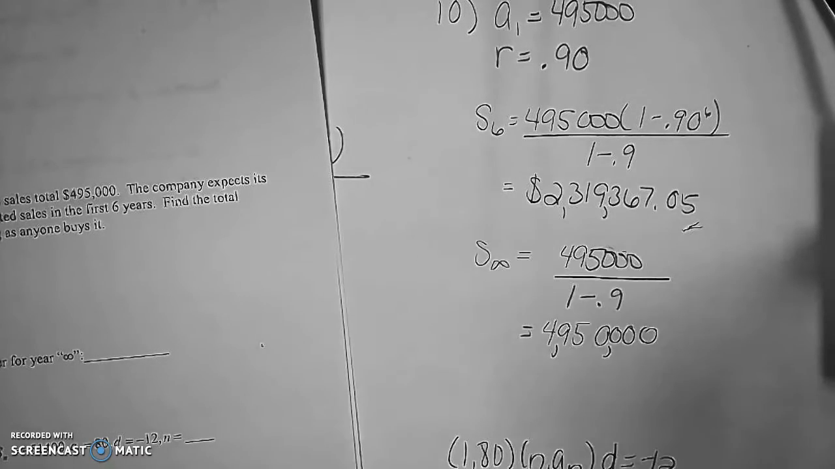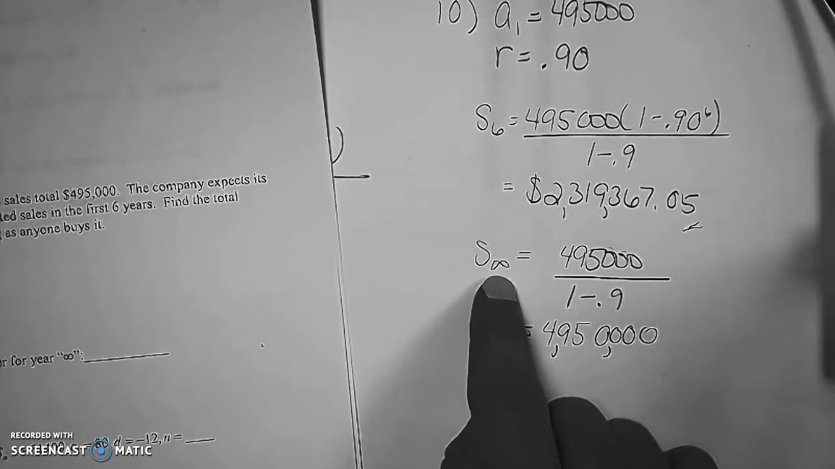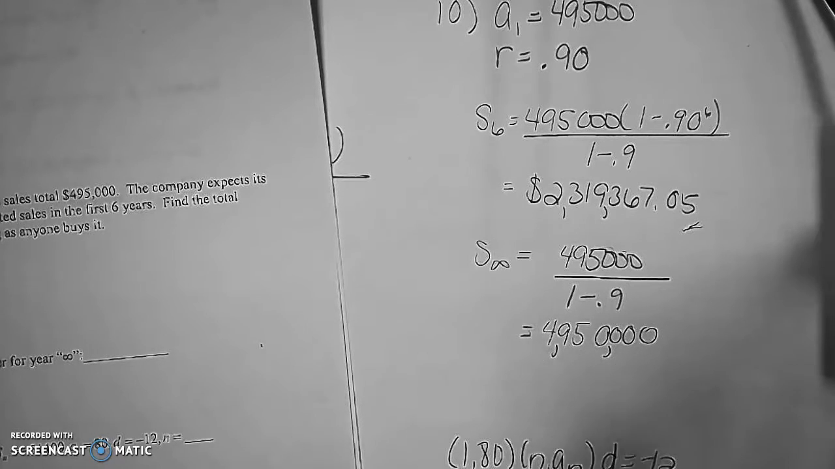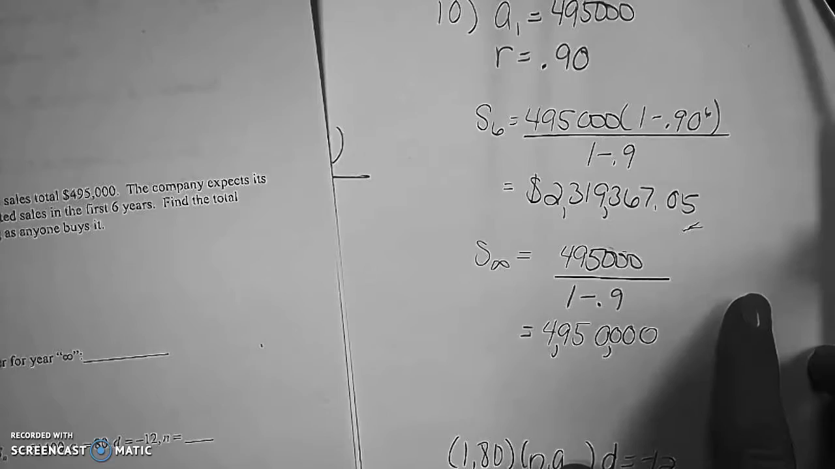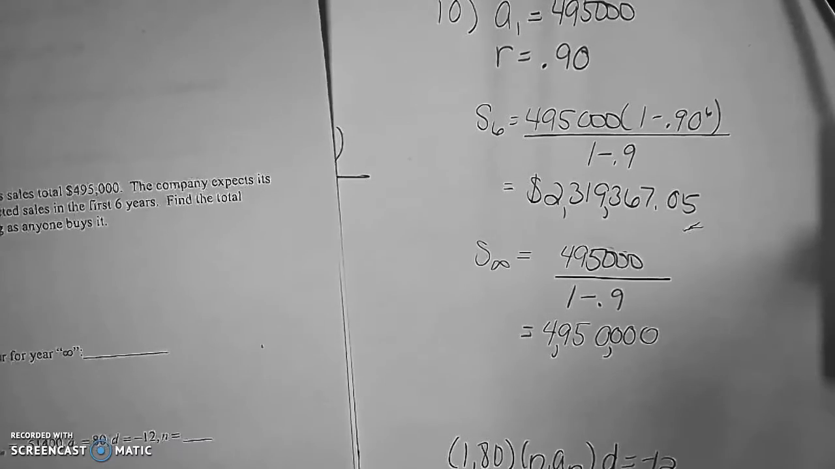Okay, so I've set that up for you. And then it says, if you just let the toy be on the shelves for however long anyone would buy it. So you're looking for what would happen if S goes to infinity. Okay, now we know that we're not going to have a toy on the shelves forever and ever and ever. But we could see what that looks like. So 495,000 over 1 minus R, and that's what we have here.